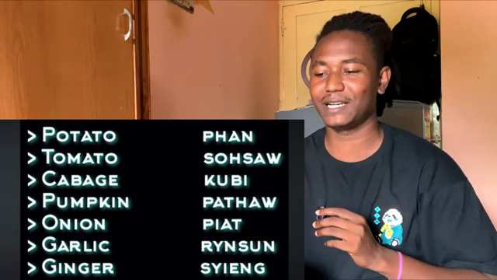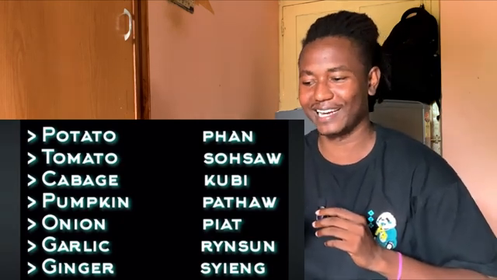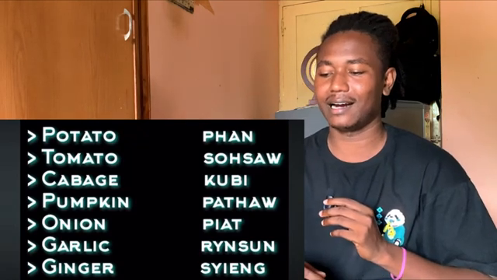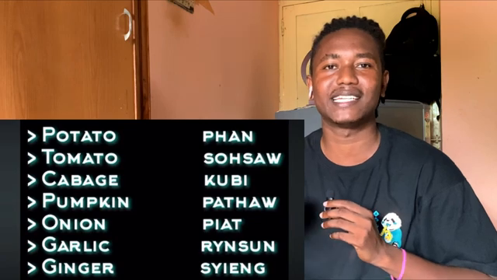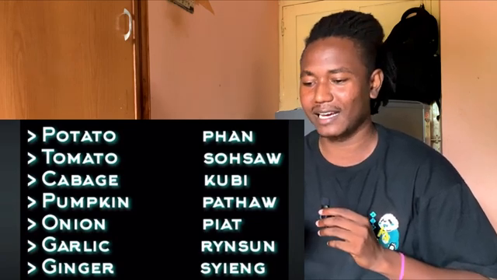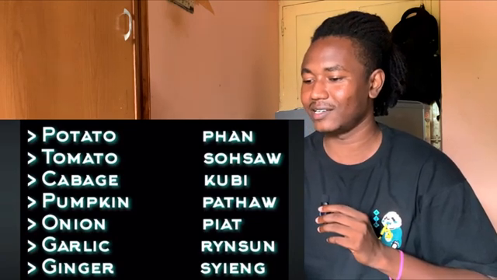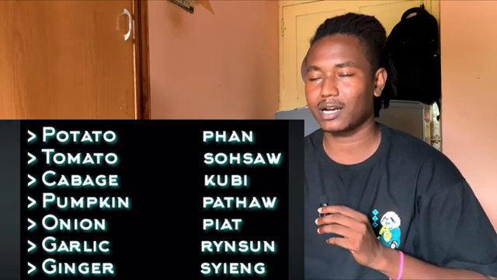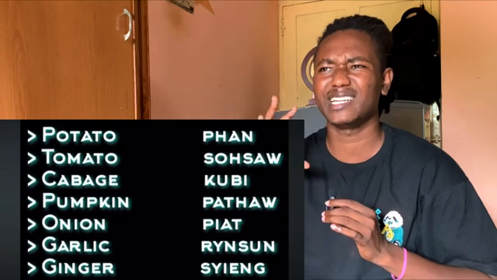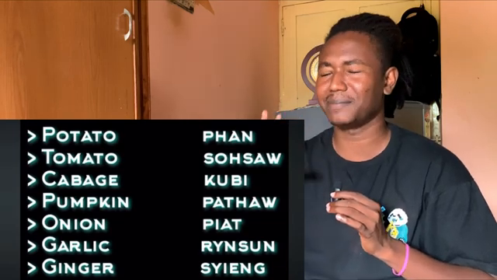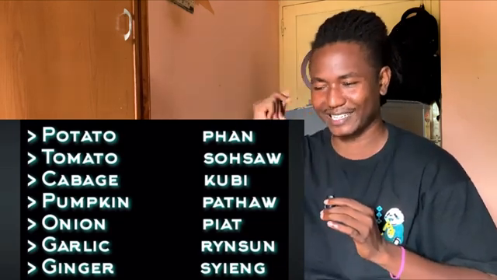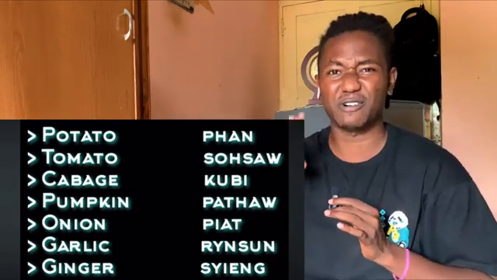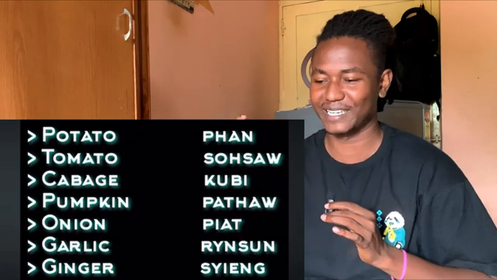Let me tell you in Arabic. Potato, in Arabic we say batatis. Similar, right? In Khasi they say pahan. Tomato, we also say tamatim in Arabic. In Khasi, sao. Cabbage, why did I forget? Oh my gosh, I almost forgot cabbage. I forgot it, guys, but I'll tell you in the comment section.